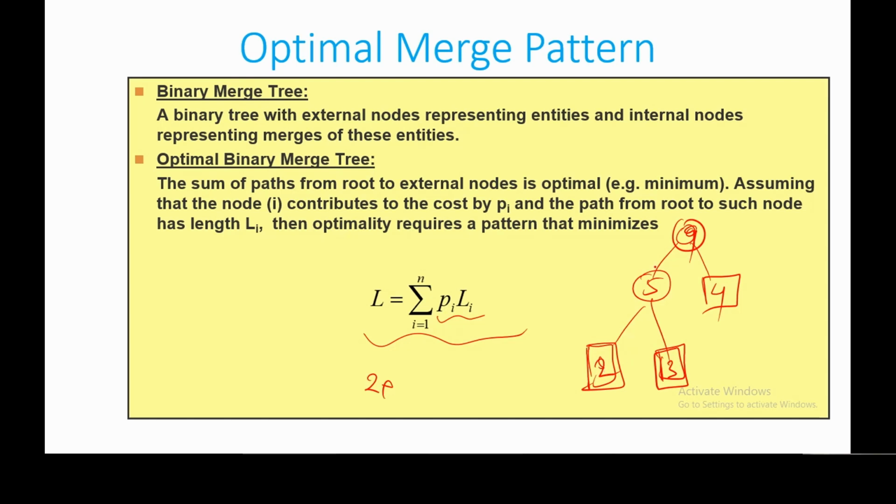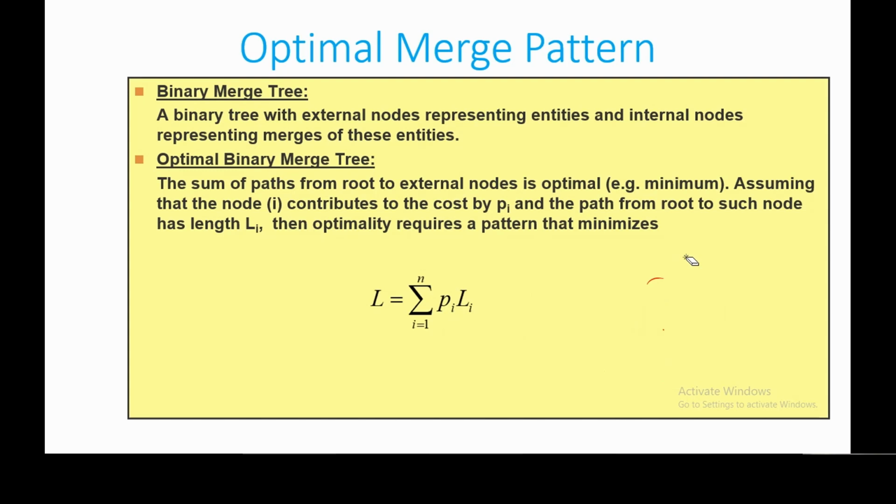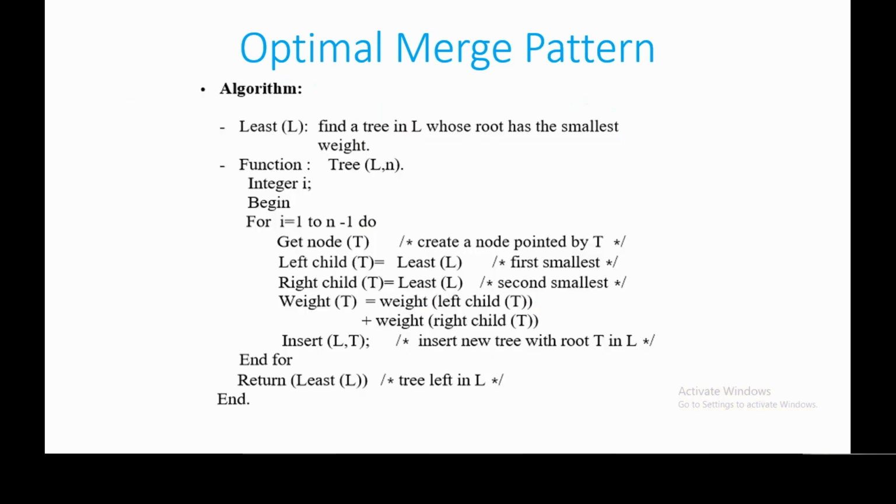So for 2, the path length is 1, 2, so 2 into 2, plus for 3 it is 1, 2, again 3 into 2, plus for the file of 4 it is 1, so 4 into 1. So it is 2 into 2 is 4, plus 6, plus 4, that is 14. This is the value of the external weighted path length, and we need to minimize this. How can we simply minimize it? At every stage we select the files having the least cost or the least value. This is the algorithm for the optimal merge pattern.